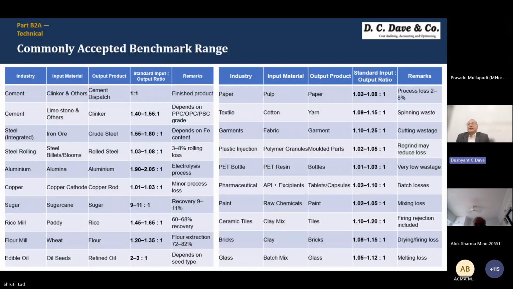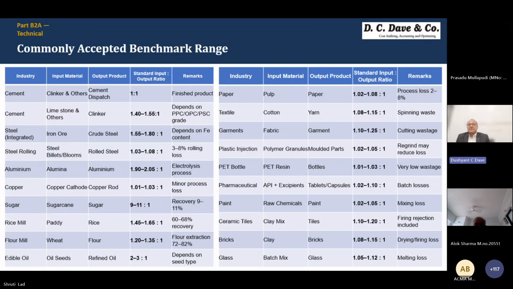Now, the next slide, probably you can just take a photo of this and keep it with you as your research data. We have got a standard input-output ratio of commonly accepted benchmark range. I sincerely hope that this becomes useful to you in your practice and your interaction with the client, because this is a question which every client asks, whether you as a cost auditor will be able to benchmark my cost. And of course, we cannot, honestly.